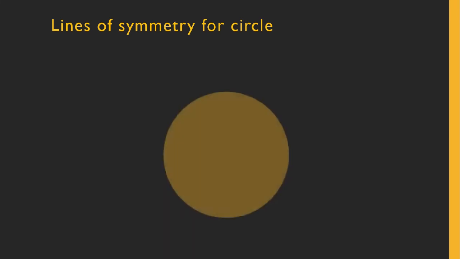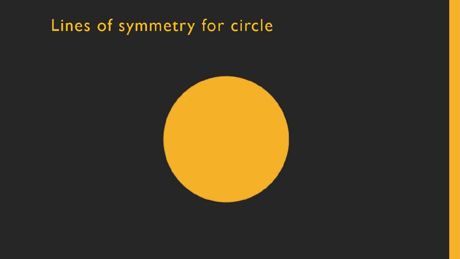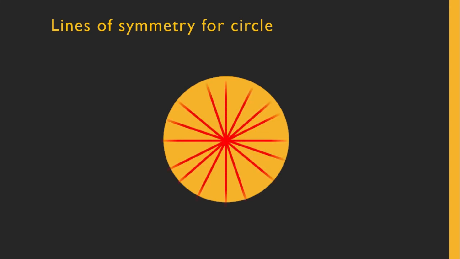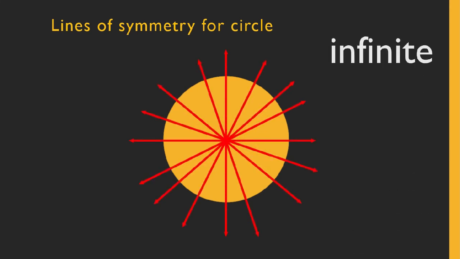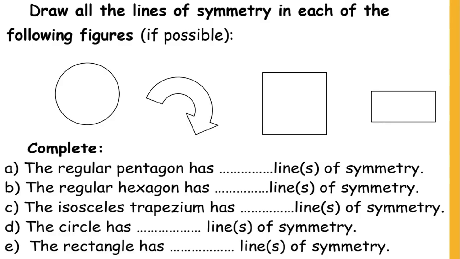Now, how many lines of symmetry for the circle? Okay, circle, you can divide it so many times. So you have an infinite number of lines of symmetry. For the circle, I have an infinite number of lines of symmetry. Now, can you solve with me?